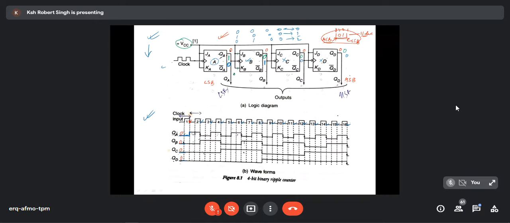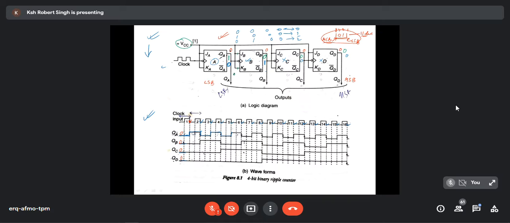And when another negative edge clock pulse comes, it will again toggle. And then when another clock pulse comes, it will toggle, and it will remain as it is. And when the clock pulse comes, it will toggle. Toggle means from 1 to 0, and it will remain 0 till another clock pulse comes, so it will toggle. Can you understand what I'm saying? Yes. The first flip-flop will toggle. Can you understand? Yes, sir.